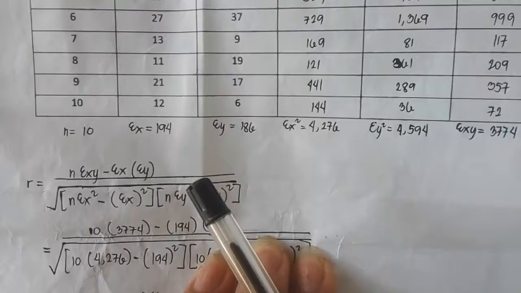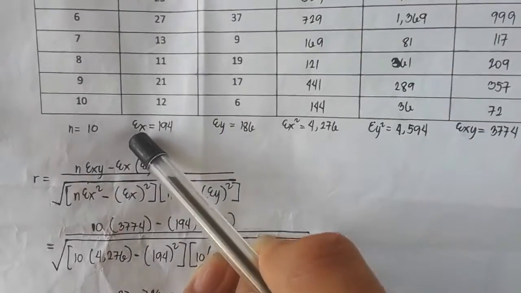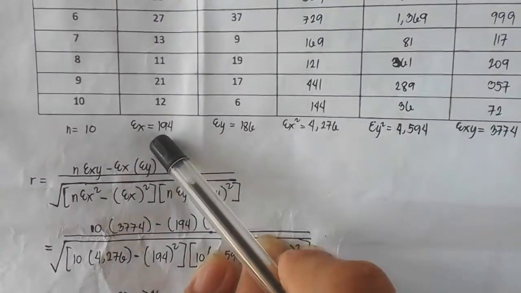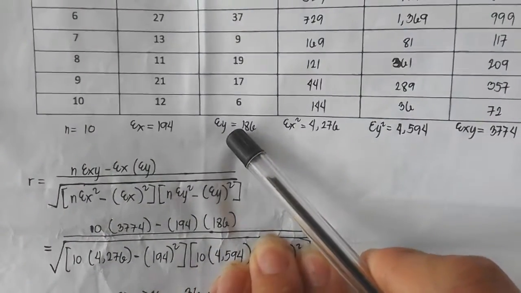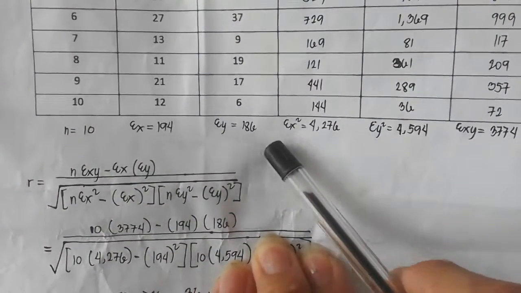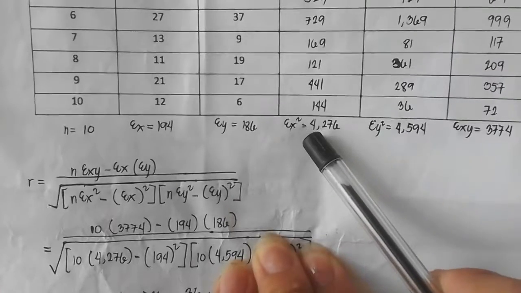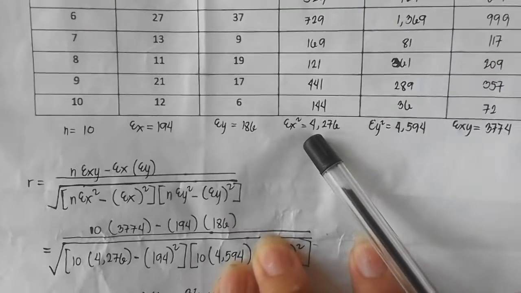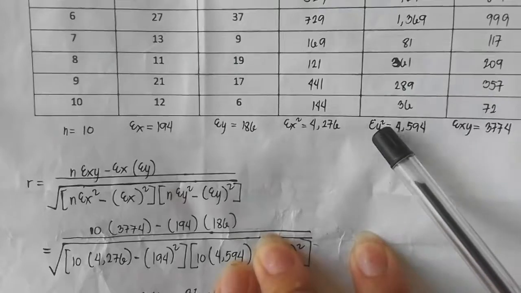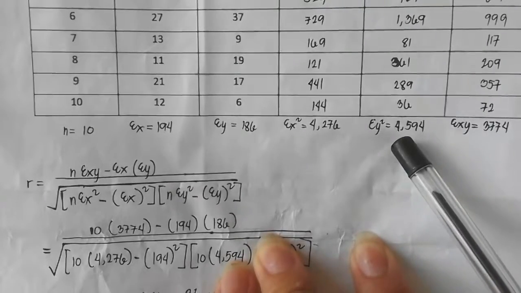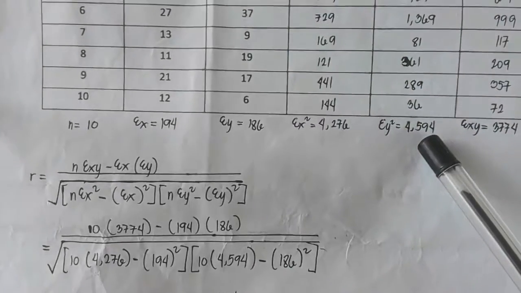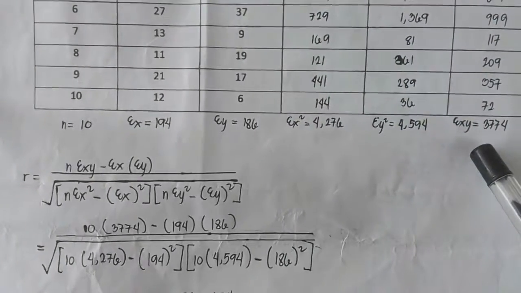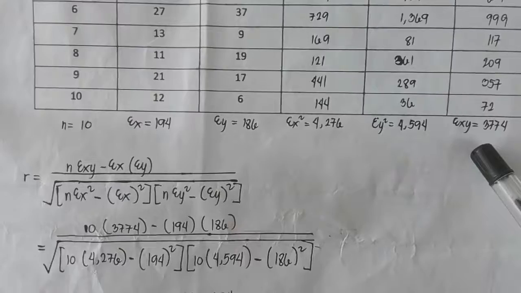The next, get the total. N equals 10. Then our summation x equals 194. Our summation y equals 186. Our summation x squared equals 4276. And our summation y squared equals 4594. Our summation xy equals 3744.